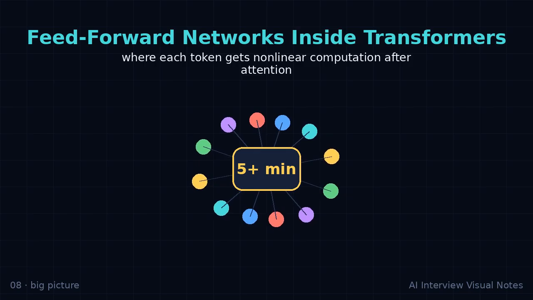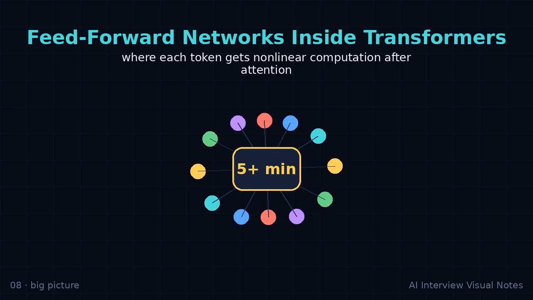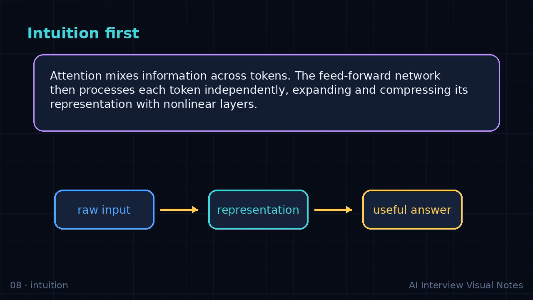Intuition. Attention mixes information across tokens. The feed-forward network then processes each token independently, expanding and compressing its representation with nonlinear layers. If you remember only one thing, remember the shape of the problem. Raw information is transformed into a representation that makes the next decision easier.